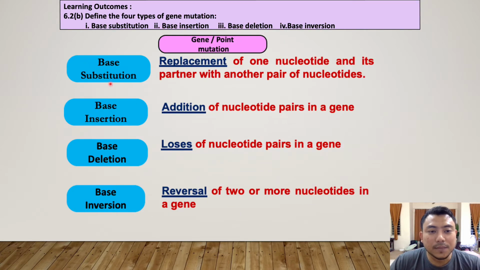Okay, so base substitution, namanya pun substitution. So it's a replacement of one nucleotide and its partner with another pair of nucleotide. Maknanya berlaku pertukaran nucleotide tersebut. Base insertion, maknanya addition, tambah nucleotide pairs in a gene. Base deletion, loses, hilang nucleotide pairs in a gene. Base inversion, reversal of 2 or more nucleotides in a gene.